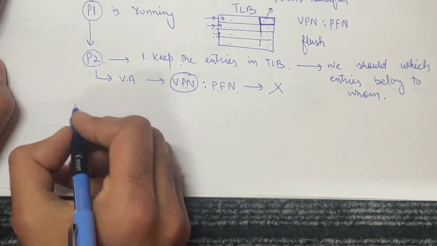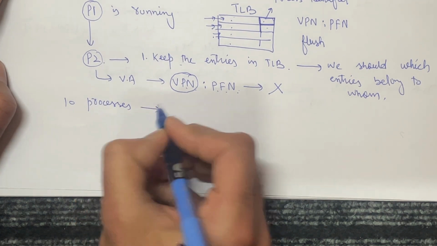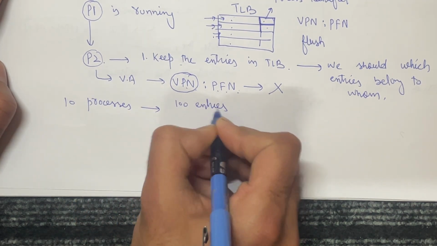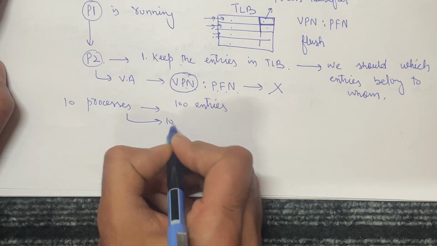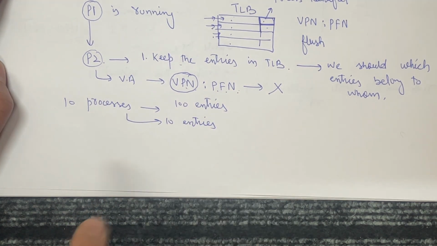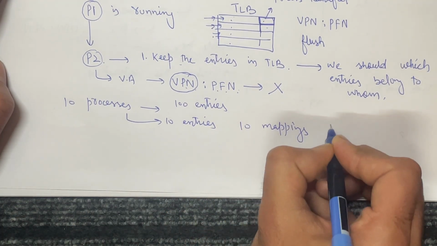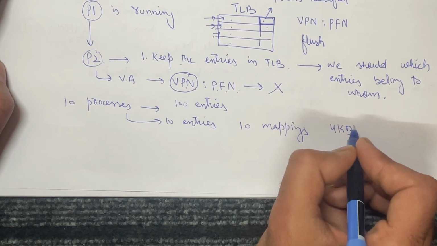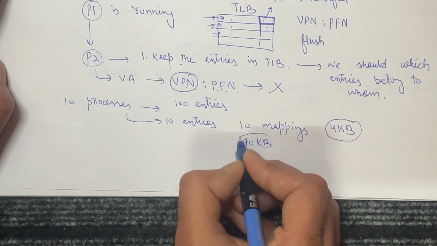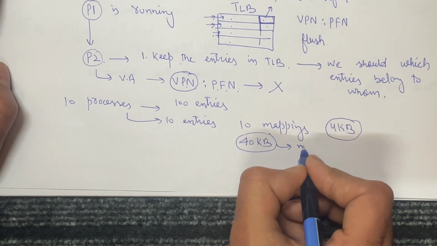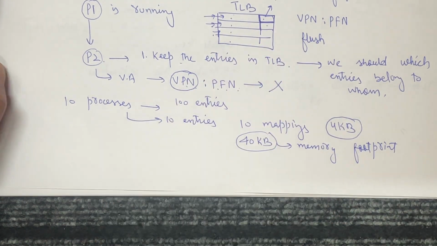Okay. So let's say we have 10 processes, and we have a TLB of 100 entries. Let's say we divide these entries equally. So every process will get 10 entries. 10 entries means how many page mappings can it store? 10 mappings. And each page is of size 4 KB. So that means nearly 40 KB of address space, or memory footprint, can be stored in the TLB.